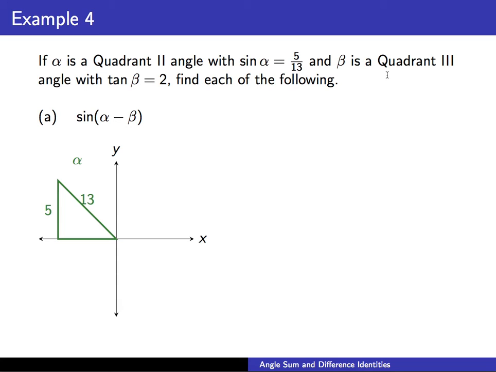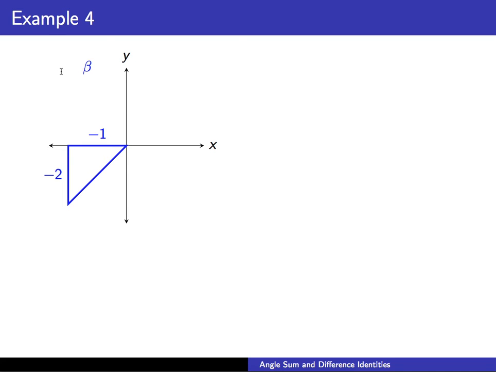So we know the sine, it's in quadrant 2, so our x's are negative. We're going to need Pythagorean theorem to get our x coordinate, which is -12. So we have x is -12, y is 5, and r is 13 for alpha. And then for beta is in quadrant 3, the tangent is 2. Tangent is y over x, and because it's in quadrant 3, both y and x are negative. So y is -2, x is -1. We're going to need the value of r, so we're going to have to use Pythagorean theorem, and we get the square root of 5.